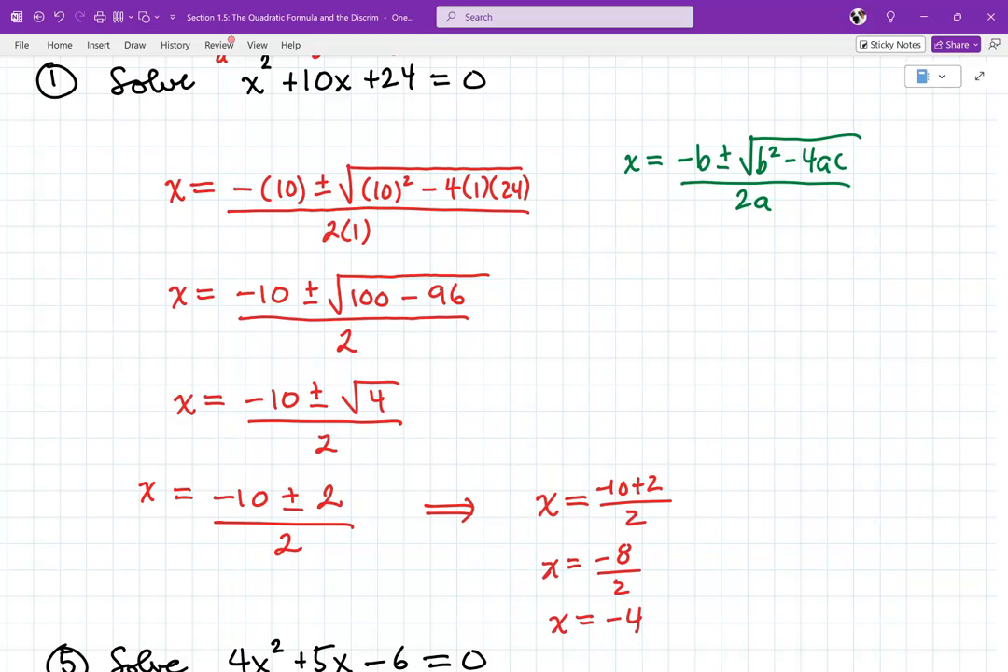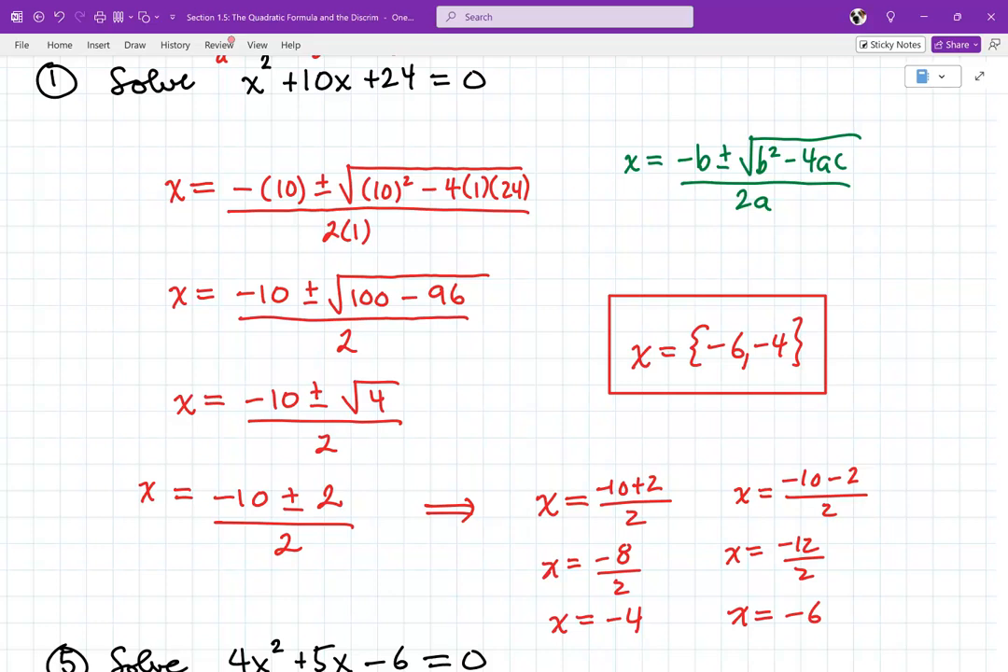Now what if I subtract, negative 10 minus 2 over 2? Well, that's negative 12 over 2. So that's negative 6. Two solutions. I'll write them right here. X equal to negative 6 and negative 4.